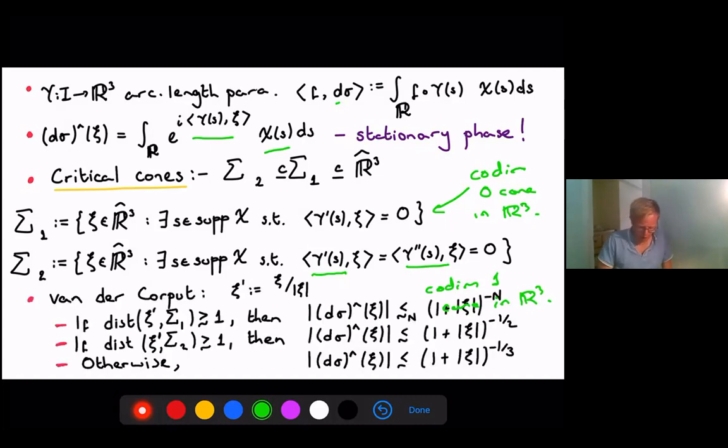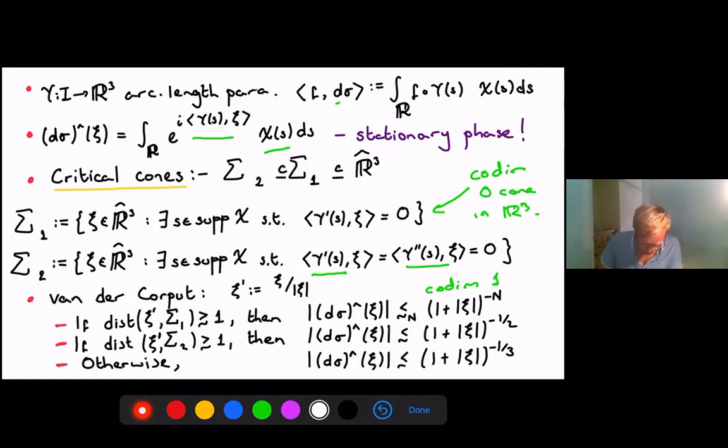So in particular, we can apply van der Corput. What does van der Corput tell us? If we're really far away from the first critical cone, like I said before, then we have no critical points, and so the Fourier transform is rapidly decaying. So that's an easy portion of the operator to deal with.